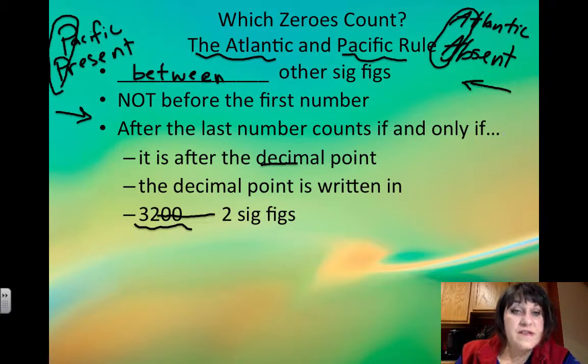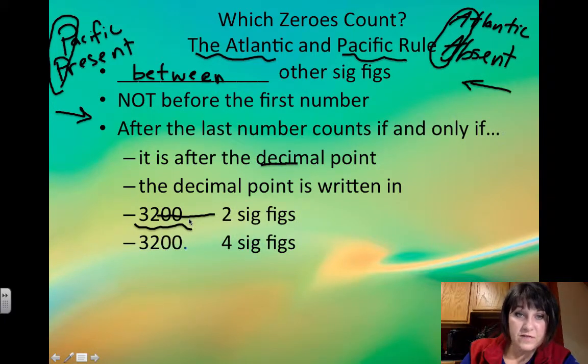So now it's easy to see how many sig-figs there are in this number. 3200 has only 2 sig-figs because we crossed out the 2 zeros that do not count. They're just placeholders. They're telling us that the 32 is in the hundreds place in the number. They're placeholders, not meaningful digits.